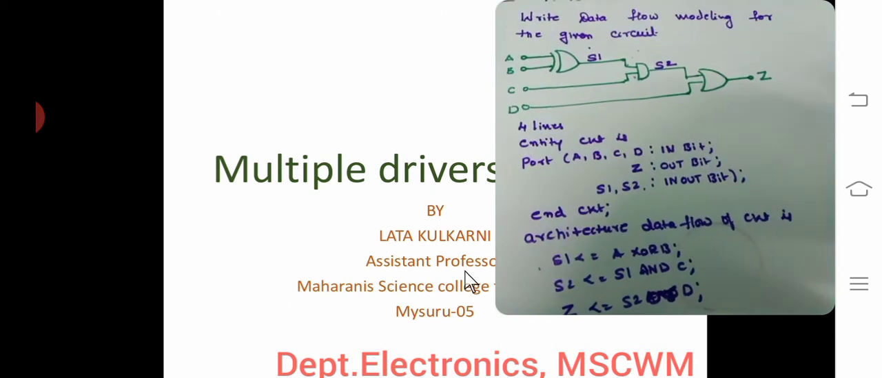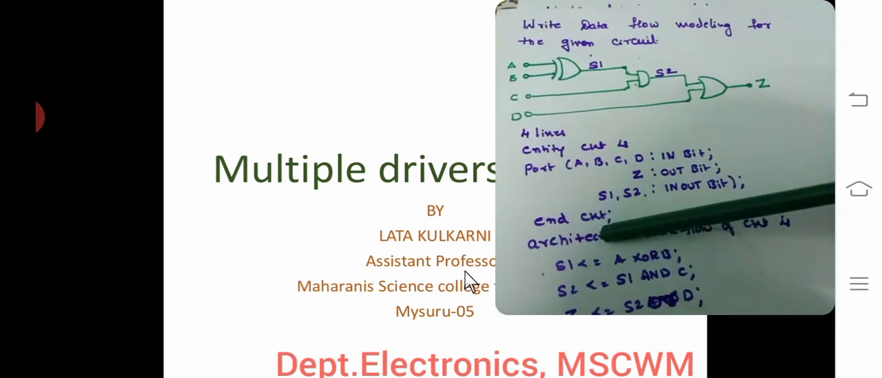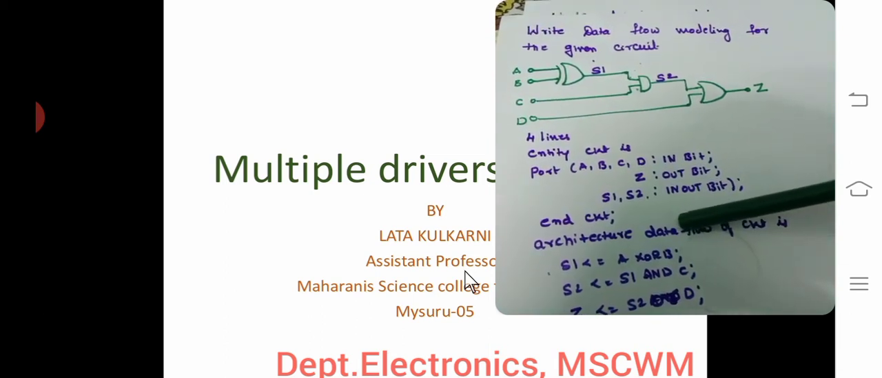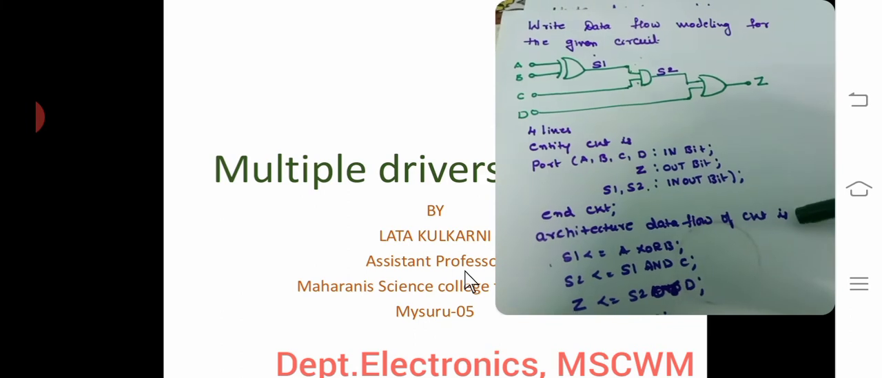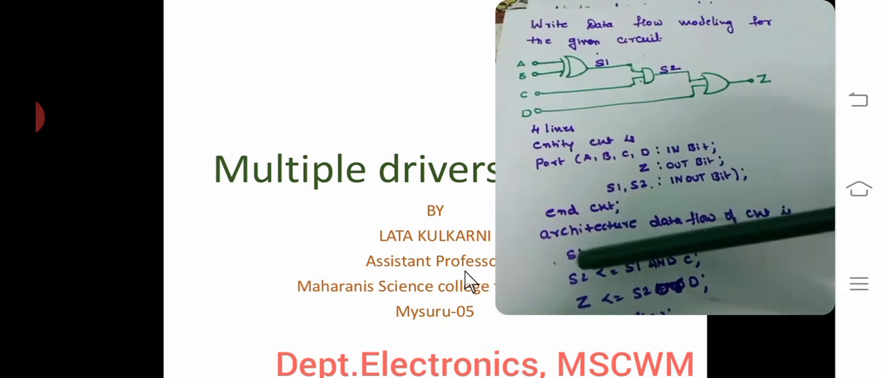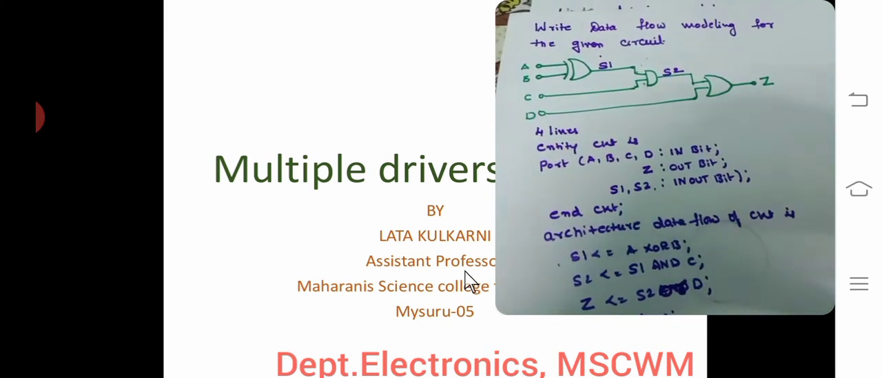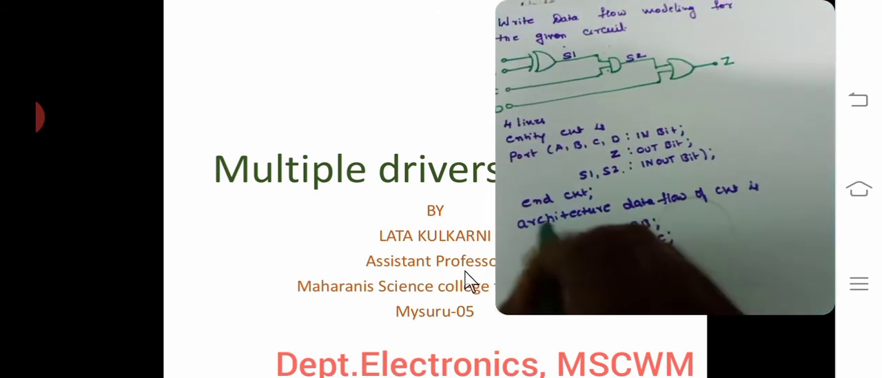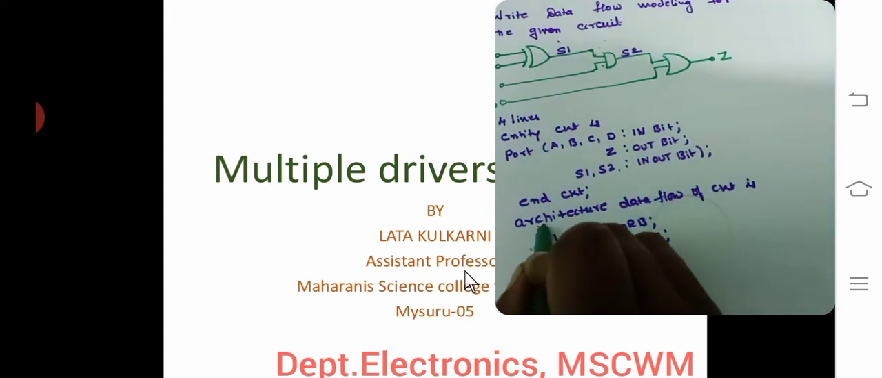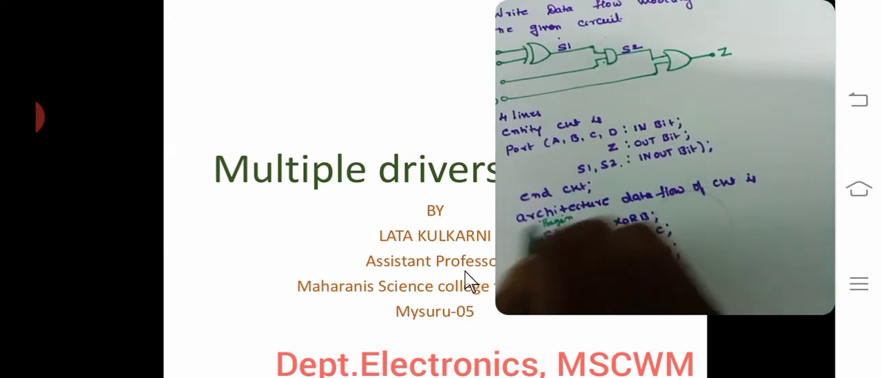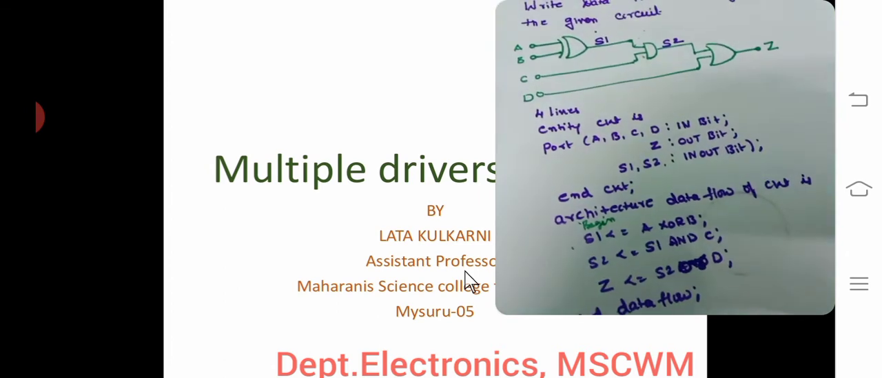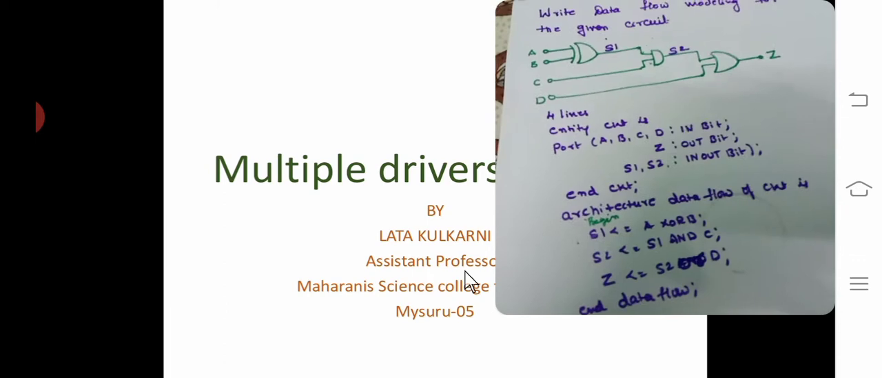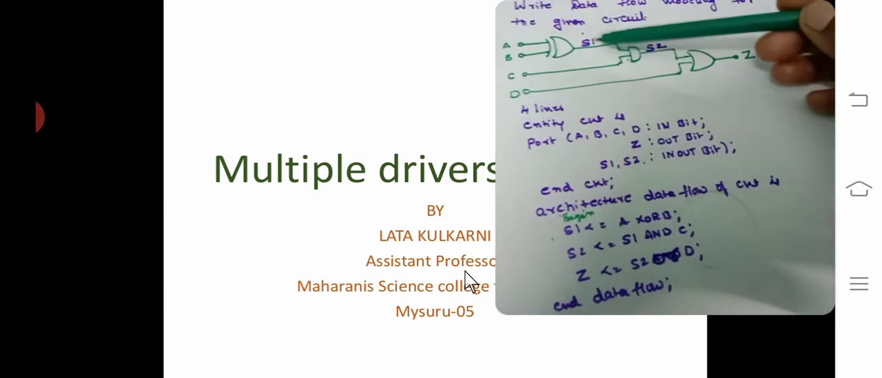The architecture part begins with the keyword architecture and the name, data flow. This is the name of the architecture, of the entity name is. And next you should write the begin here, the begin of the architecture, and next we are going to write the output for this circuit one by one.